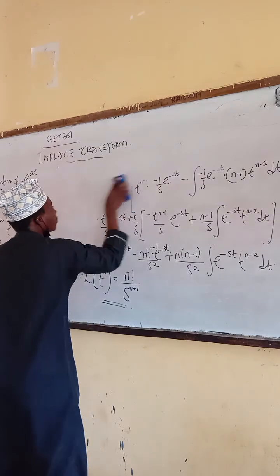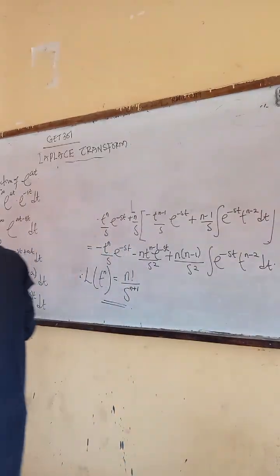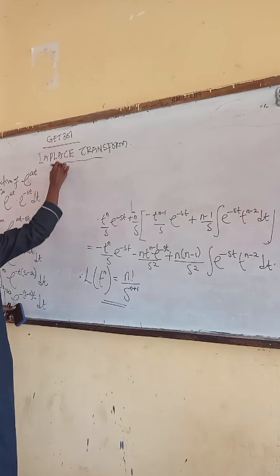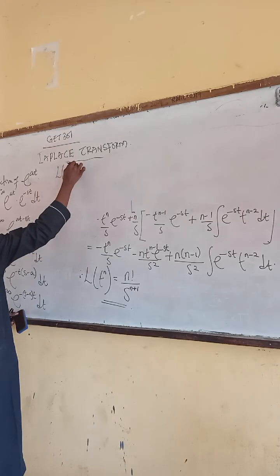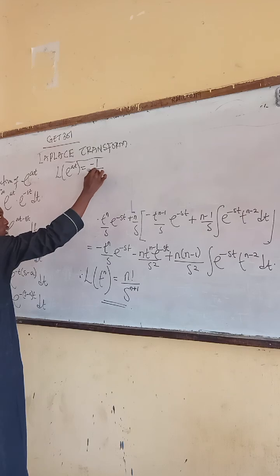Now from this place, you can integrate exponential open bracket minus open bracket s minus a. So what is beside t? You are having open bracket minus s minus a. That's everything beside t. So you are going to have it as exponential, minus 1 over s minus a.